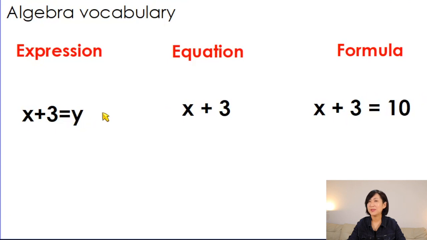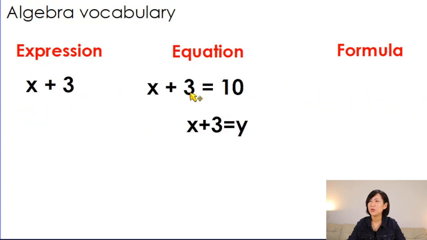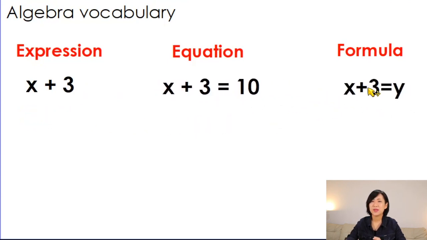So what is an expression? Yes, x plus 3 is an expression. Then x plus 3 equals 10 is the equation. And x plus 3 equals y is the formula. So they are different, right?